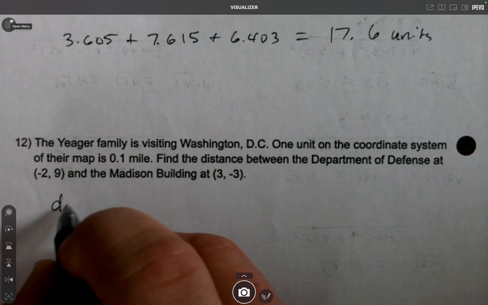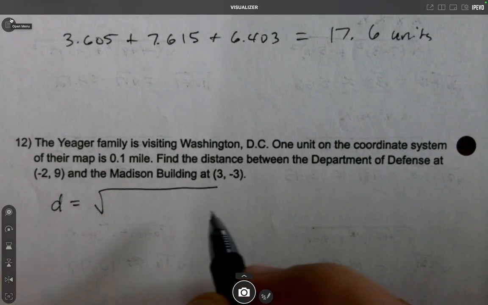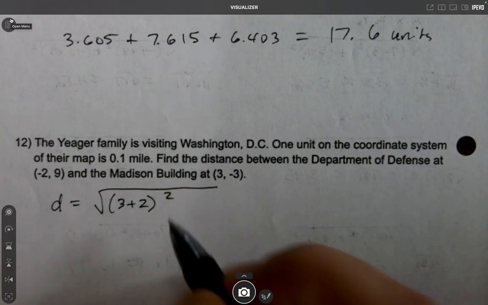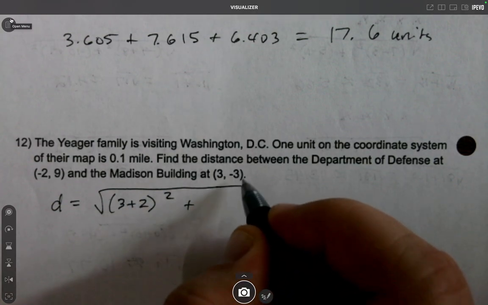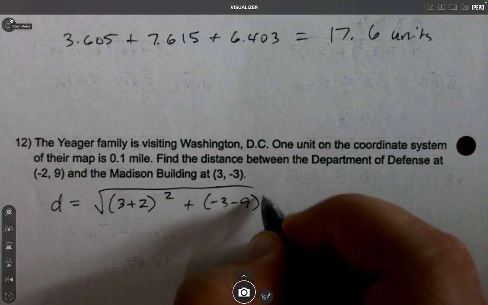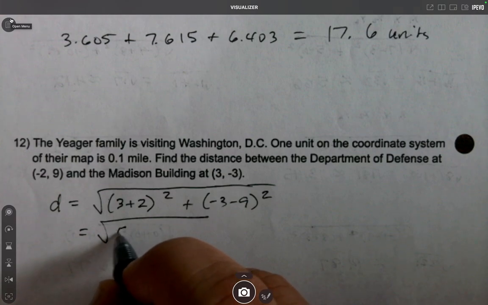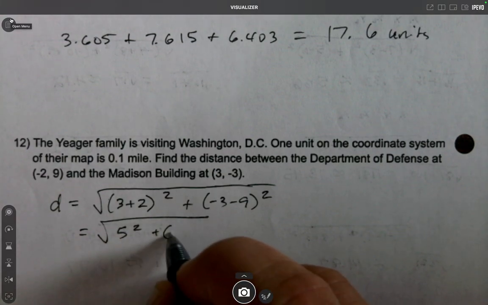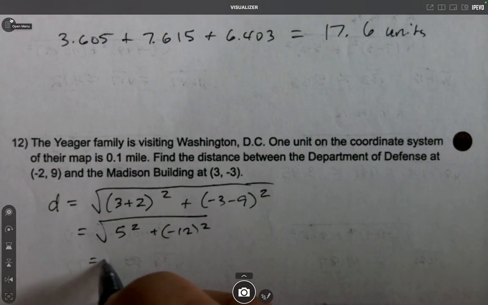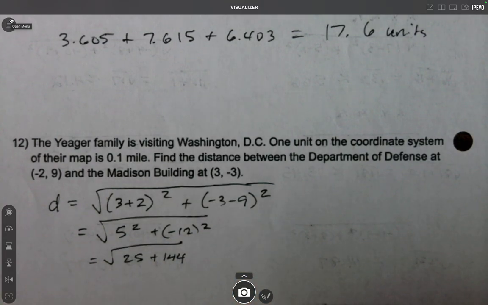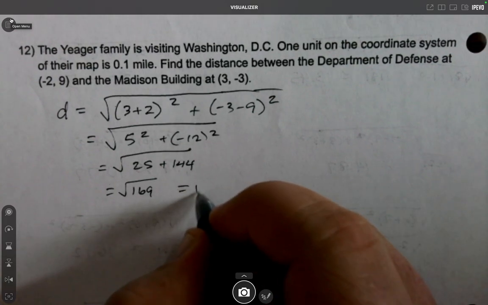So we'll start with that. The distance equals the square root of (x2 minus x1) squared, so minus -2 is the same as +2, plus (y2 minus y1) squared. And we get 5 squared plus -12 squared, which gives us 25 plus 144. That gives us the square root of 169, which is exactly 13.